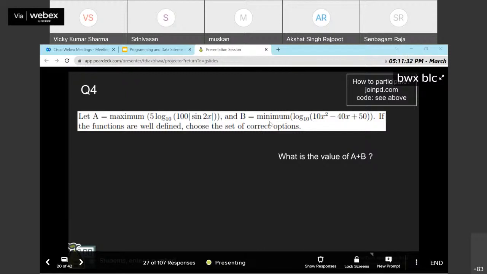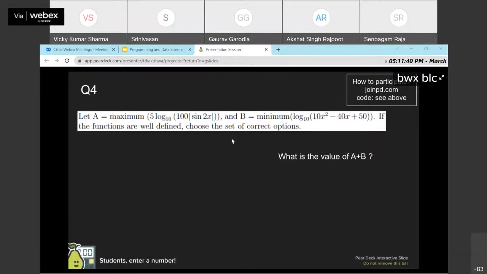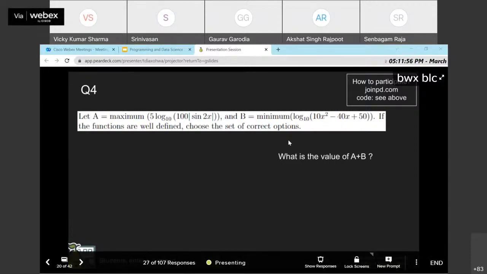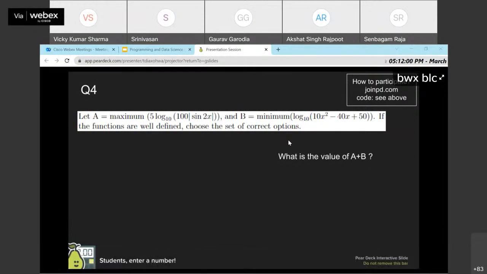Yes, sir. So the maximum value will be at sine 90. Because the maximum value of sine is 1, at sine 90 we will be getting 1. So that will be log of 100 times 1, which is 100. So log 100 will be 2, because the base is 10. So 5 into 2 will be 10. So the maximum value will be 10. A value is 10.